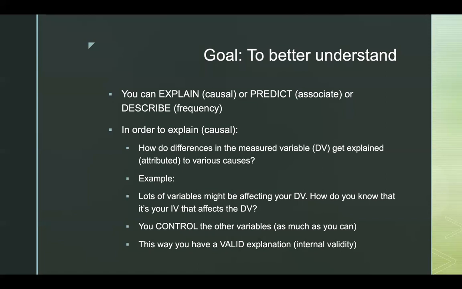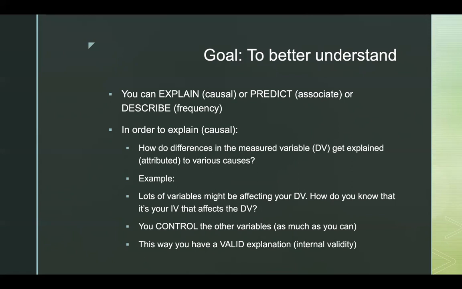So in order to make explanations, which are causal in orientation, what you want to look at is how the differences in the variable you're measuring, which is the dependent variable, get explained or attributed to various causes. Explained, attributed, same thing. Is it that the person just randomly started doing that, or they're breathing ether and that's why they passed out? So you want to look at whether your independent variable explains the difference in the dependent variable that happens when you apply the independent variable.